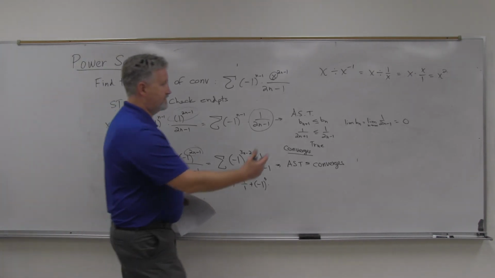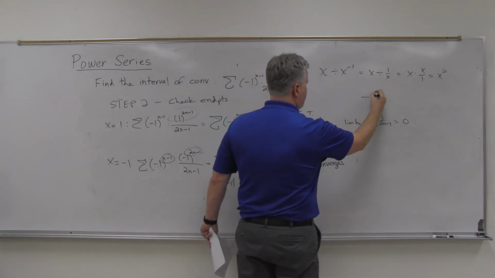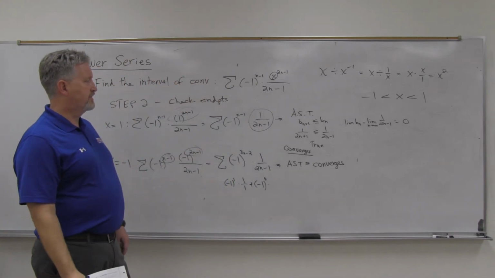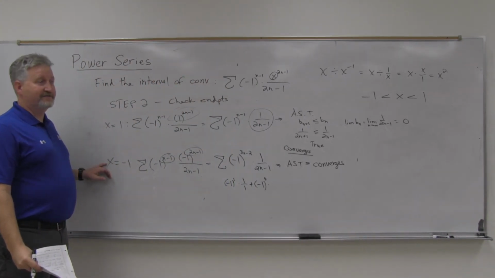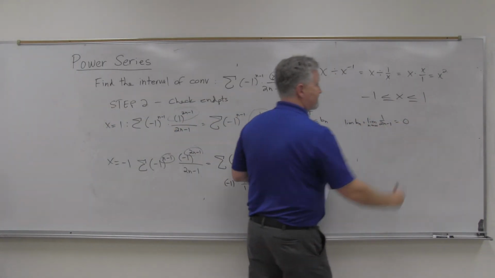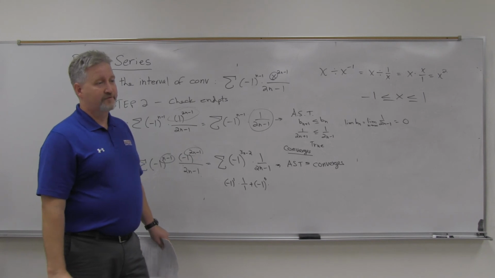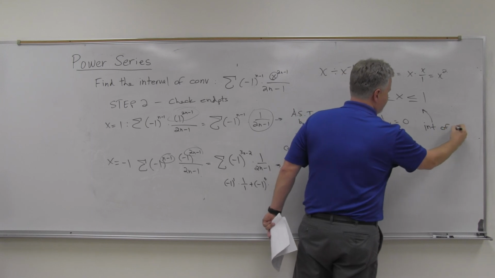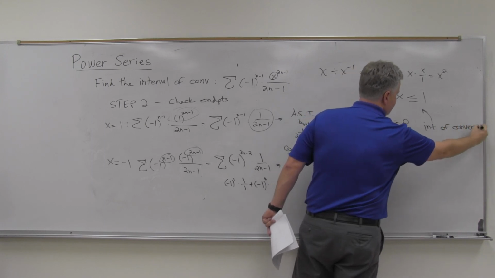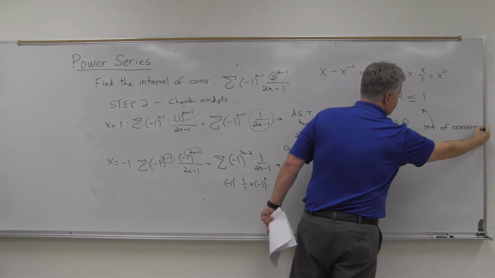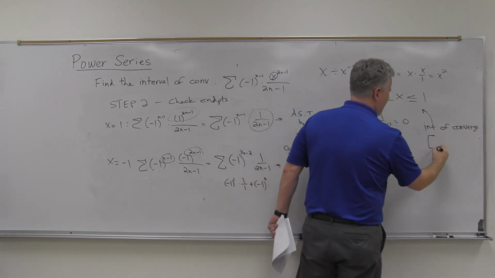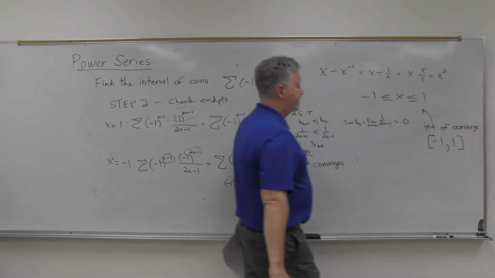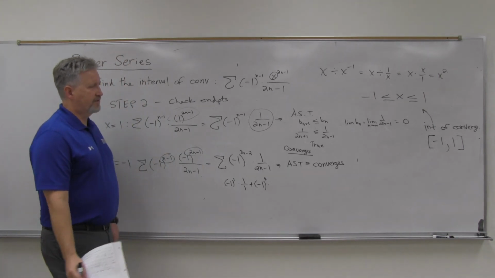So we started off, step 1, we had negative 1 less than x less than 1. But we saw that both endpoints now converge. And so the interval of convergence includes both those endpoints. So we get 1 extra. That's what I'm saying. Sometimes both of them work, sometimes one of them works, sometimes neither of them work. And I can't remember if the book uses interval notation like that, but either one's perfectly fine.